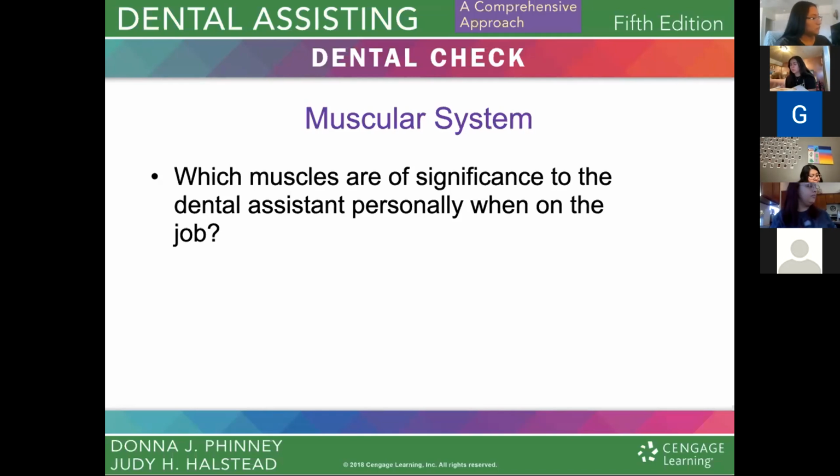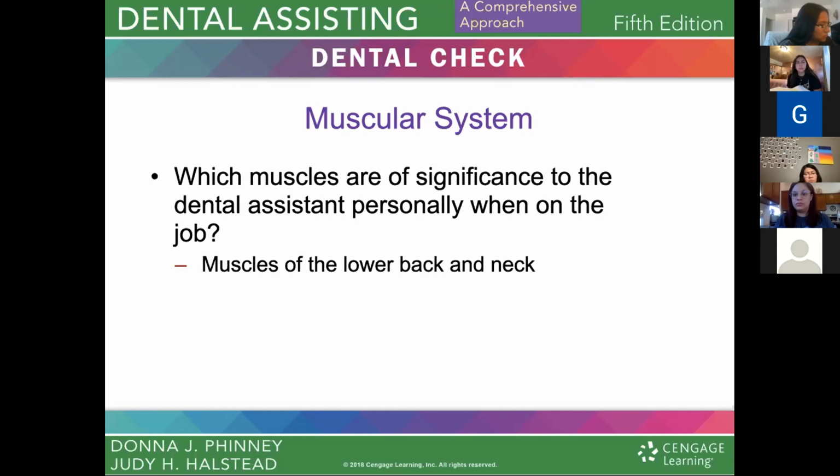What other muscles do we use on the job? Antagonistic pairs. That's the muscle function. So we definitely use antagonistic pairs. But another thing is muscles of the lower back and neck, right? Because we're usually hunched over, all kinds of weird different positions. We definitely use our neck and our back.